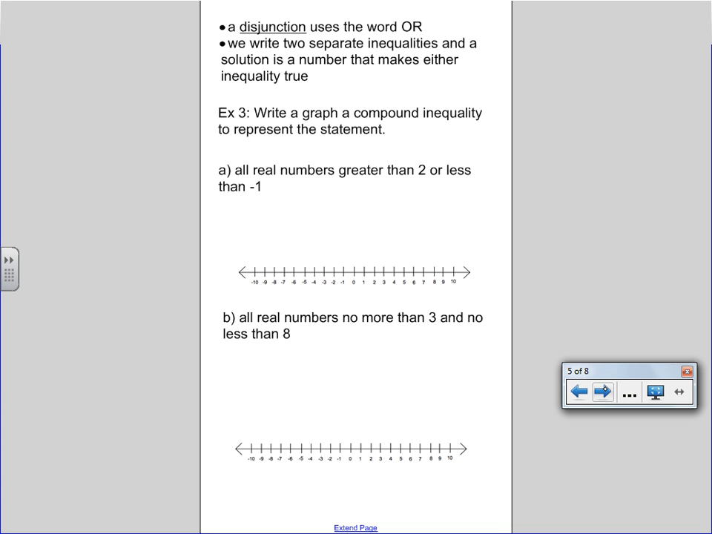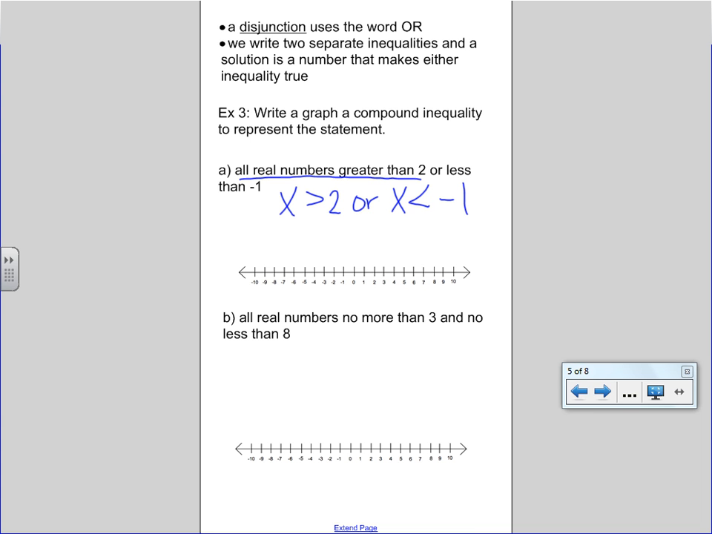A disjunction uses the word or. We write 2 separate inequalities and a solution is a number that makes either inequality true. So it says write and graph a compound inequality to represent the statement: all real numbers greater than 2 or less than -1. So x is greater than 2, or x is less than -1.